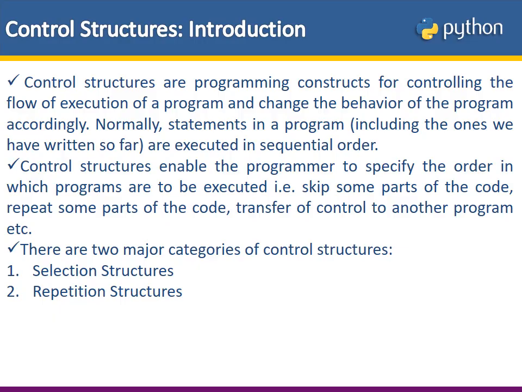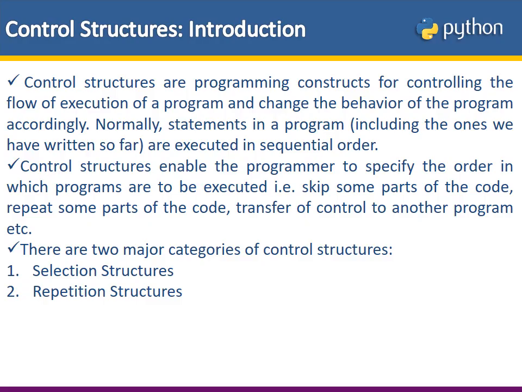Control structures are programming constructs for controlling the flow of execution of a program and changing the behavior of the program accordingly. Control structures enable the programmer to specify the order in which statements are to be executed. That is, skip some part of the code, repeat some part of the code, or transfer control to another part of the program. So we have two major categories of control structures that we'll be looking into in this study session.